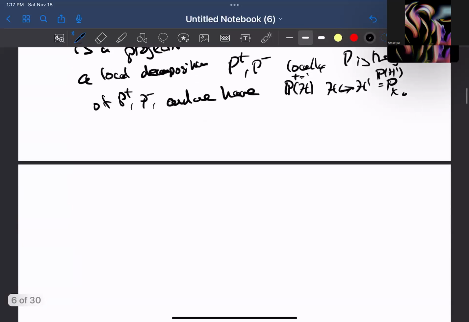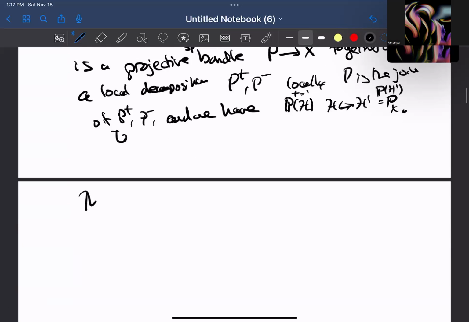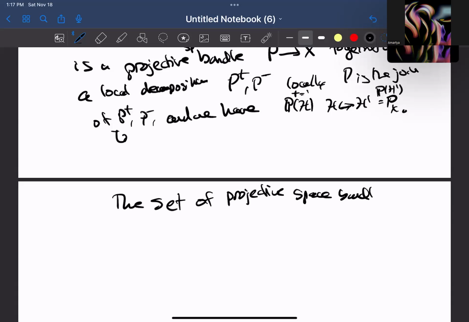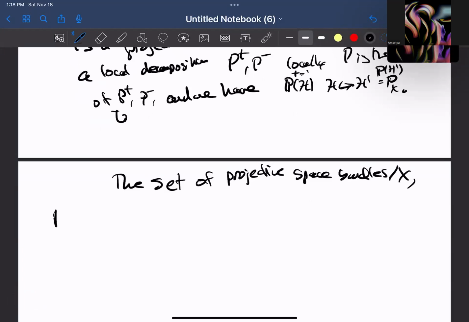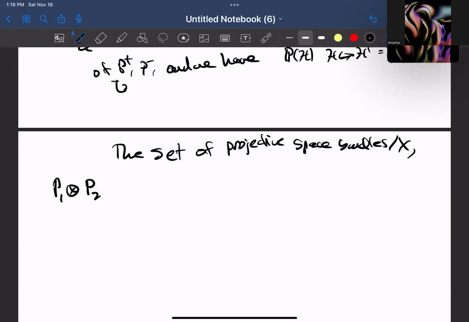Okay. And what's some operators switching these two? Now what we're going to show is we're going to describe the set of projective space bundles over X. We're going to describe under some operation of taking tensor products, where you look at the projective space associated with the tensor product of two underlying Hilbert spaces, which is in fact well defined. You can also look at duals. So we have the same sort of things you would expect for vector bundles.